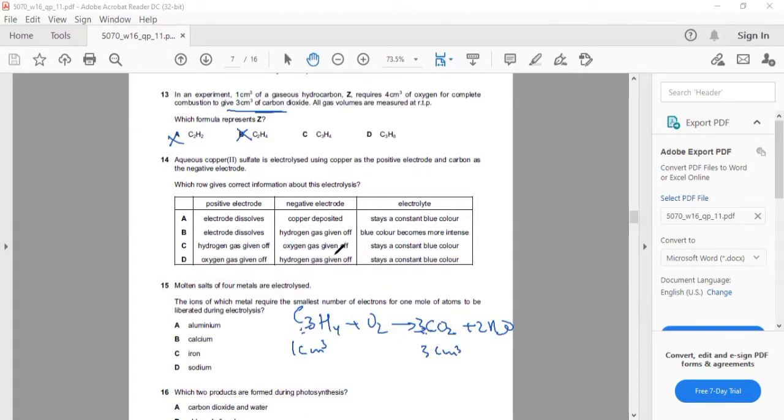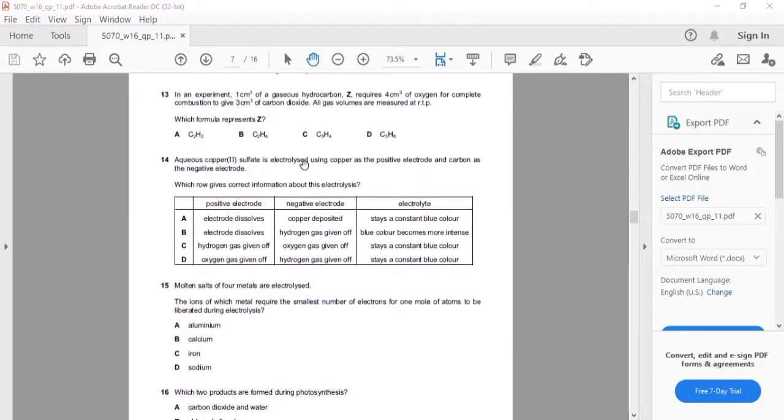For oxygen now, 3 is here also, but for that we have to see the oxygen. 3 to the 6 and 2, 8. And we write here 4. So 4 cm cube oxygen is required. Okay, so C is the answer.